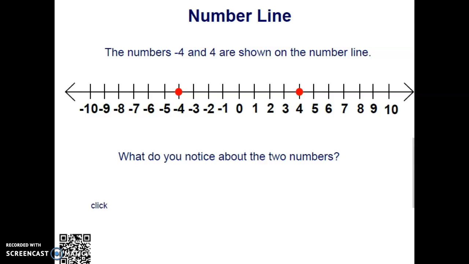So now we're going to spend a little time talking about integers and how they relate to opposites and absolute value. Let's first talk about opposites. If you notice here, the numbers -4 and 4 are shown on the number line. What do you notice about the two numbers? Well, one thing you can notice is that they are equal distance from 0. Even though this is a -4, if we count the spaces 1, 2, 3, 4, it will put us back to 0. This will help us as we look at opposites and absolute value.